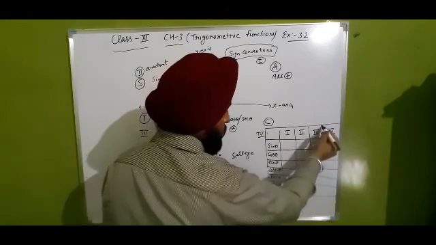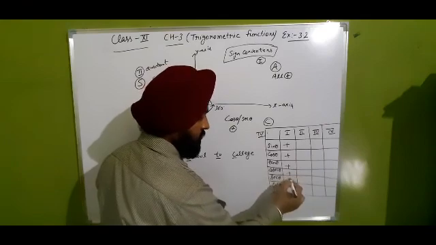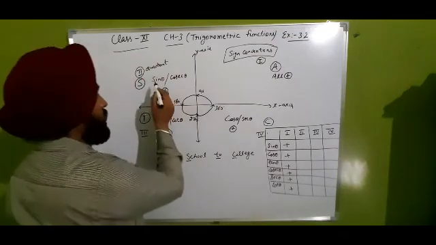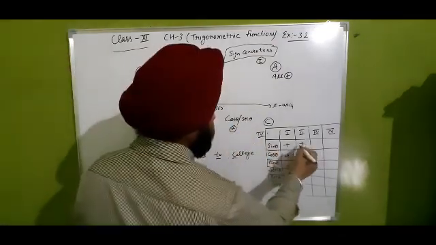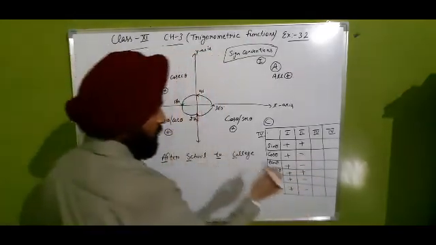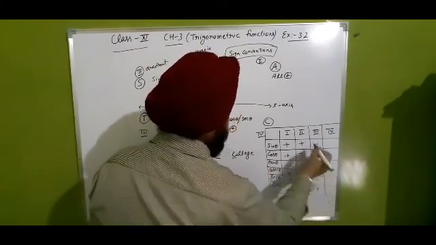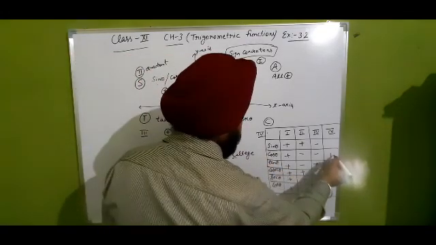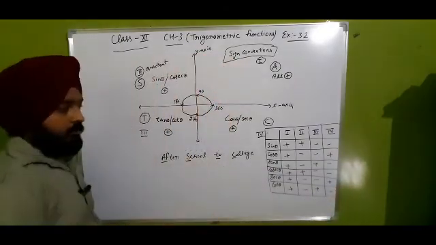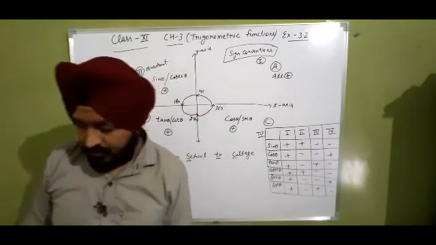In the first quadrant, all are positive: sine, cos, tan, cosecant, secant, and cot. In the second quadrant, only sine and cosecant are positive, others will be negative there. In the third quadrant, tan and cot will be positive, others are negative. In the fourth quadrant, cos and secant are positive, others are negative. So you have to learn like this, after school to college, and you can remember it by the table also. Understood?